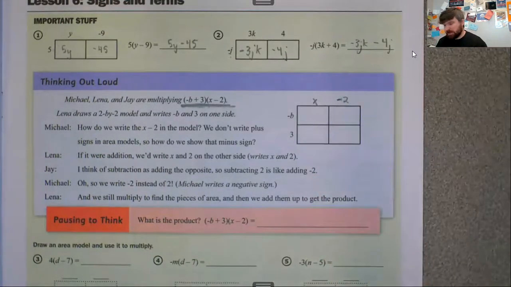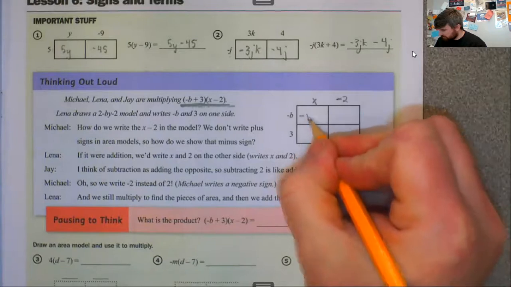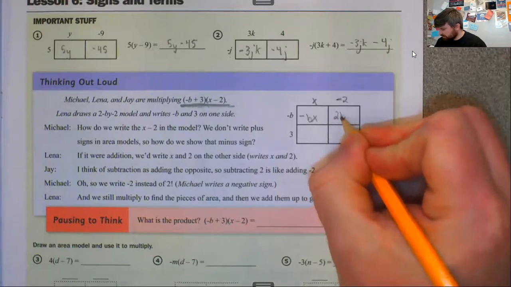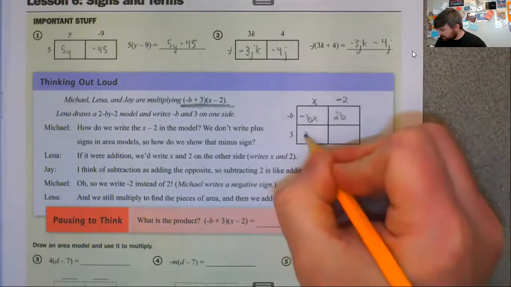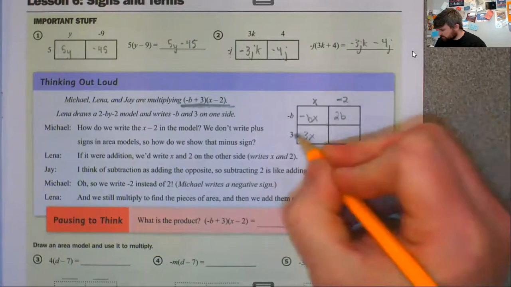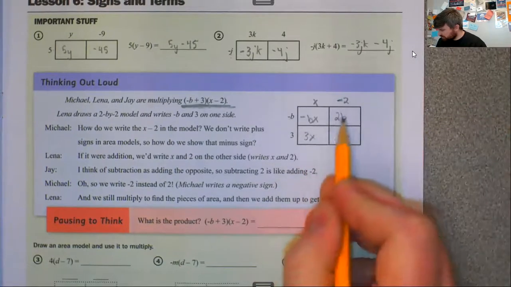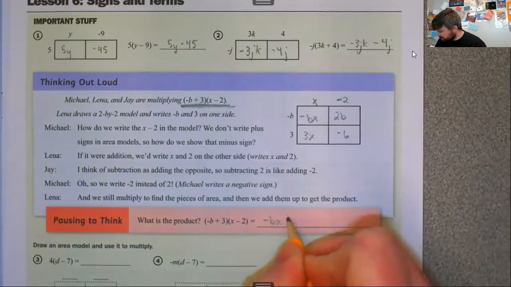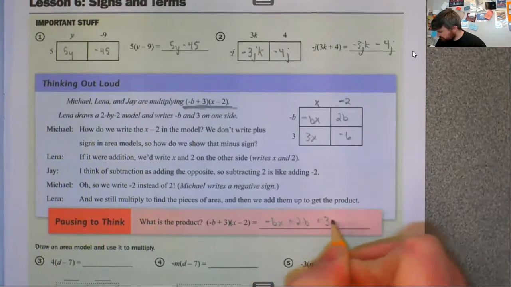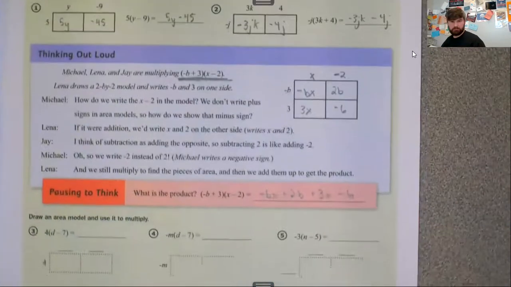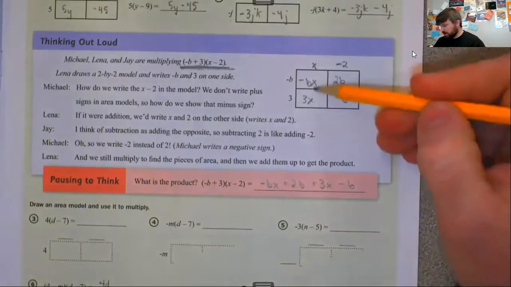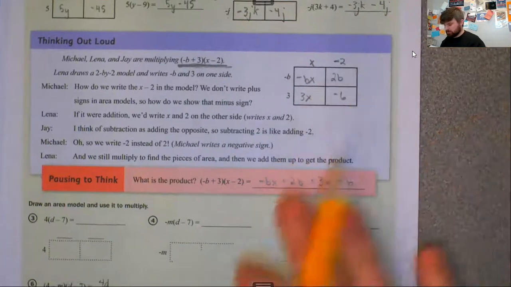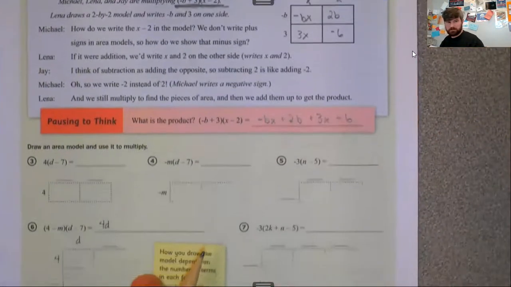So we have x times -b, that's -bx. -b times -2 is a positive 2b. And x times 3 is 3x. And -2 times 3 is -6. Again, kind of look here, we don't have anything matching. So we'd have -bx plus 2b plus 3x minus 6. Okay, and before we got negatives in here, and we would write them as a minus down here. So it's no different in that sense.